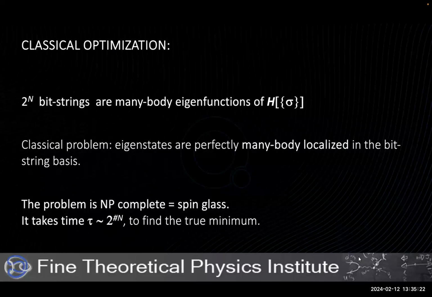So again, the problem is purely classical, but there are 2 to the power n, nevertheless, possible answers, just configurations of plus minus ones, which you can call many-body eigenfunctions of your Hamiltonian. So these classical eigenfunctions are perfectly localized in a many-body sense. They're perfectly localized in the basis of bit strings, of plus minus ones. No superpositions, no nothing. Nevertheless, the problem is sort of NP-complete in the sense that if you want to brute force find the best possible configuration, you need to spend exponentially long time doing it.